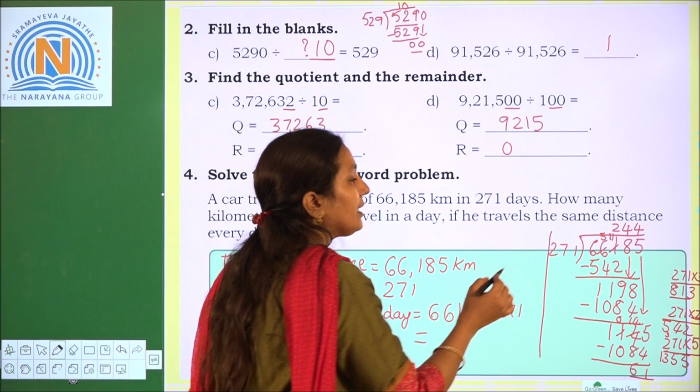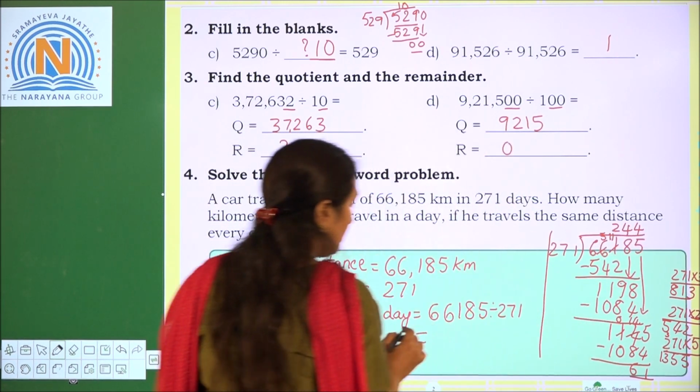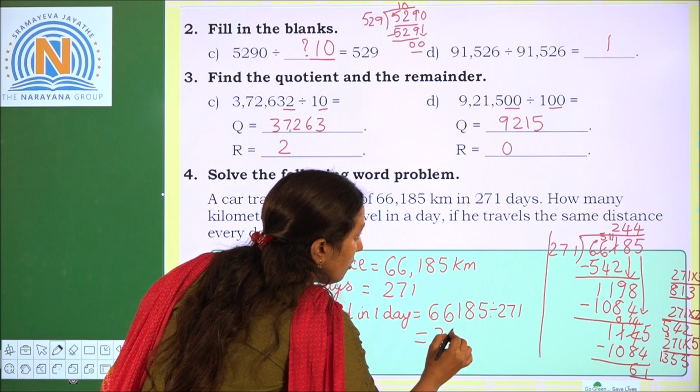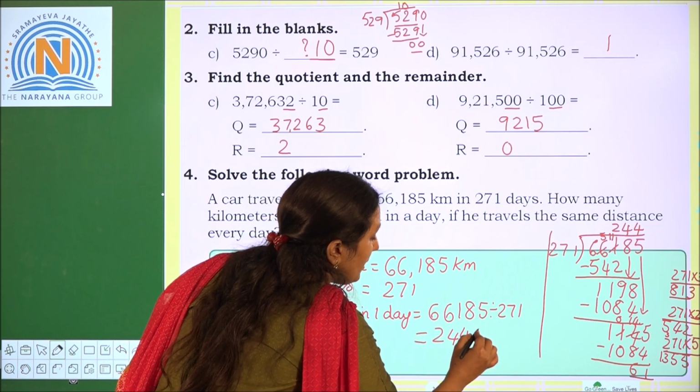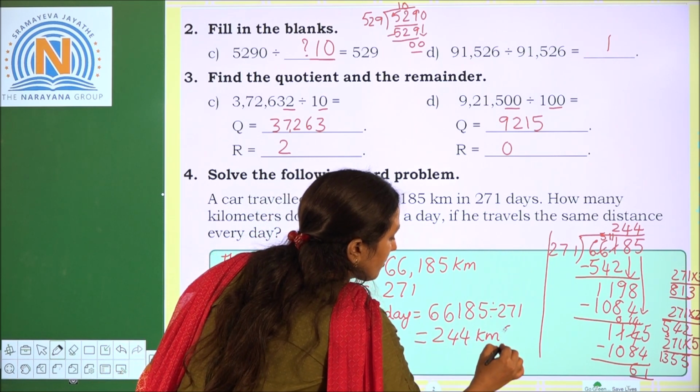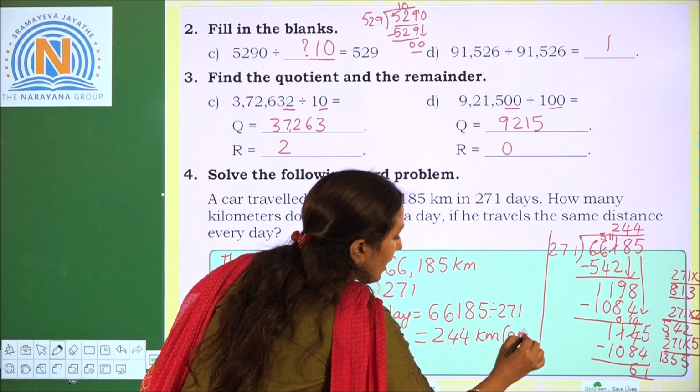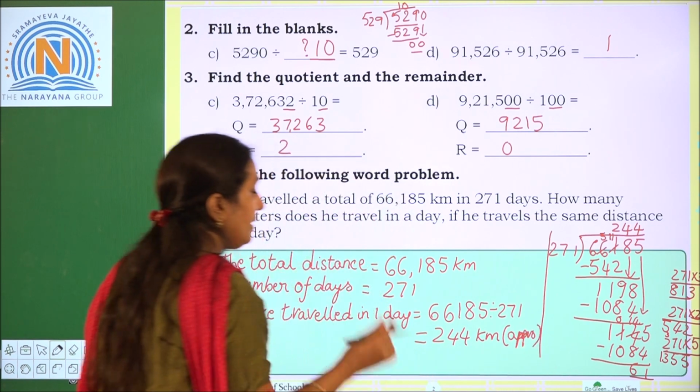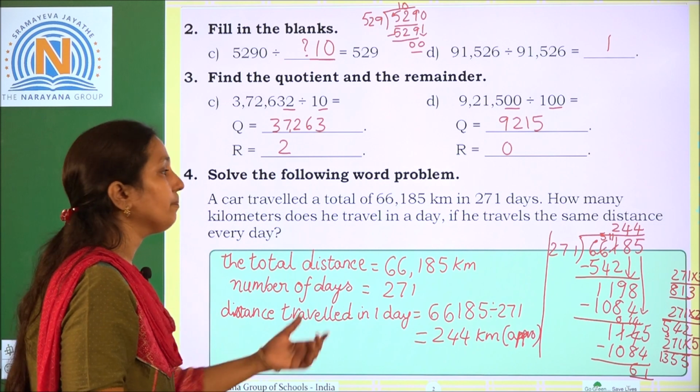So approximately he travelled 244 kilometers. Approximately he travelled 244 kilometers per day.